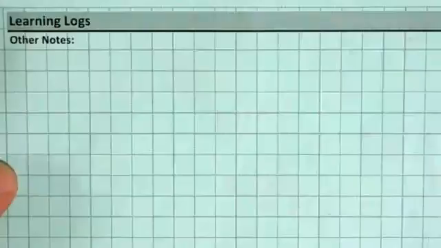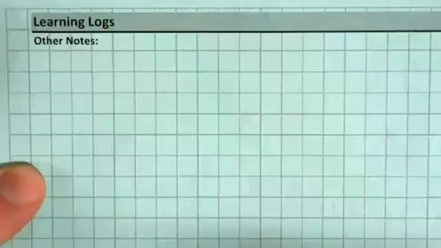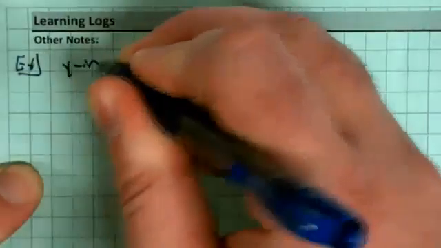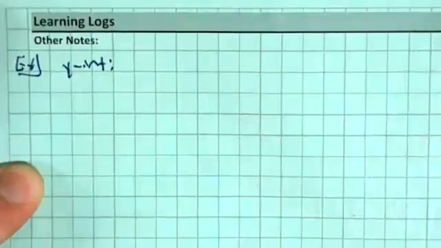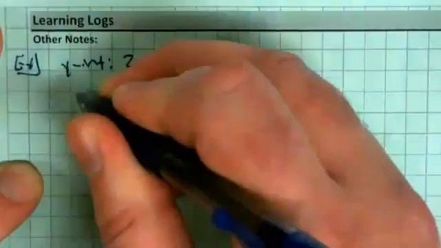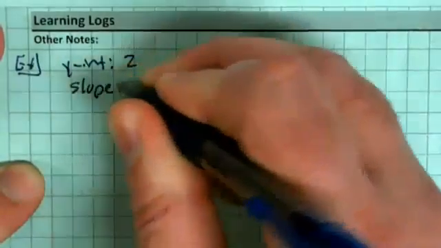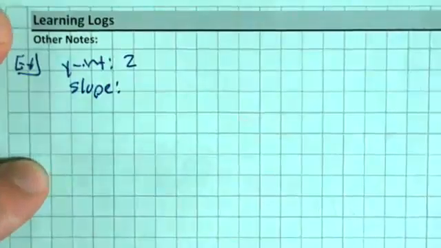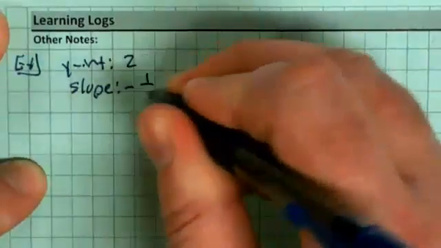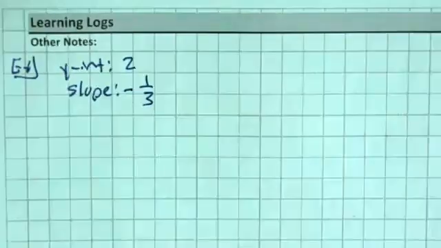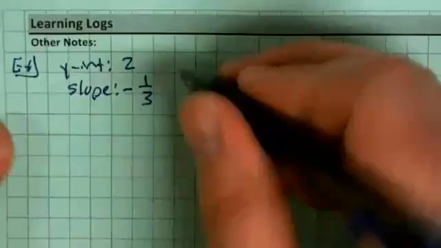So let's practice with an old example first. Zoom in a little bit here. I'm just putting this in our other notes in our learning log. So for example, let's say that the y-intercept for a line is 2 and the slope of the line is -1/3. We should be pretty confident at this point writing the equation of a line.